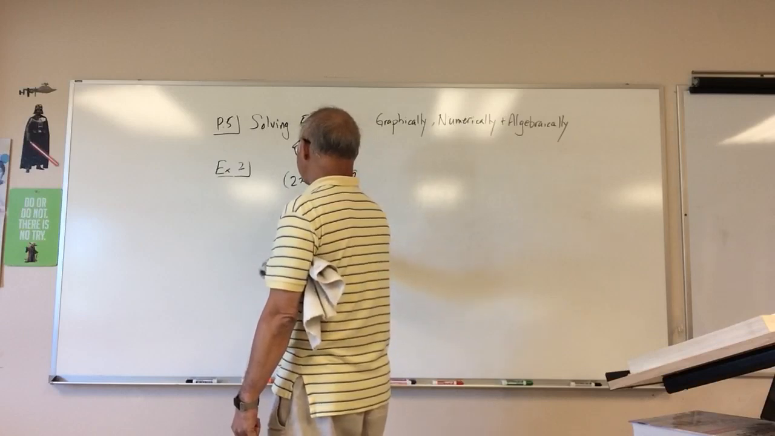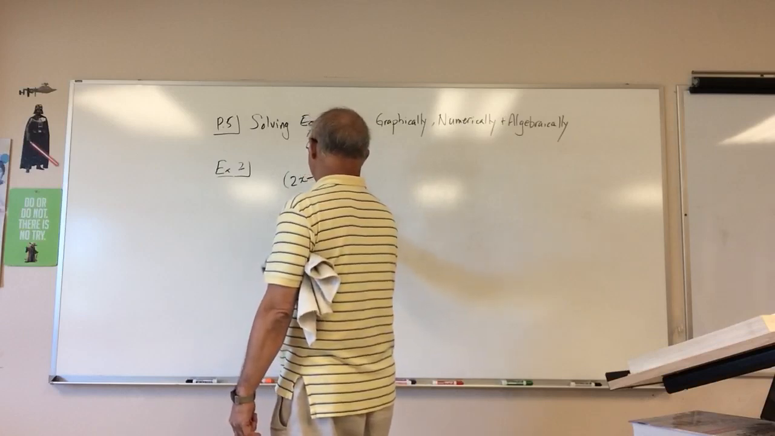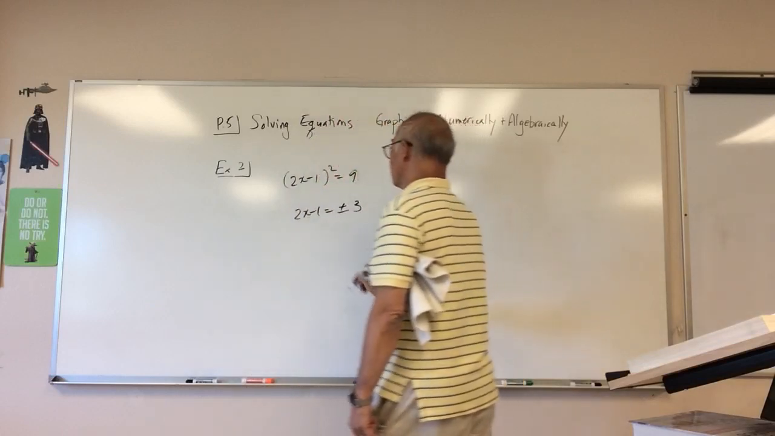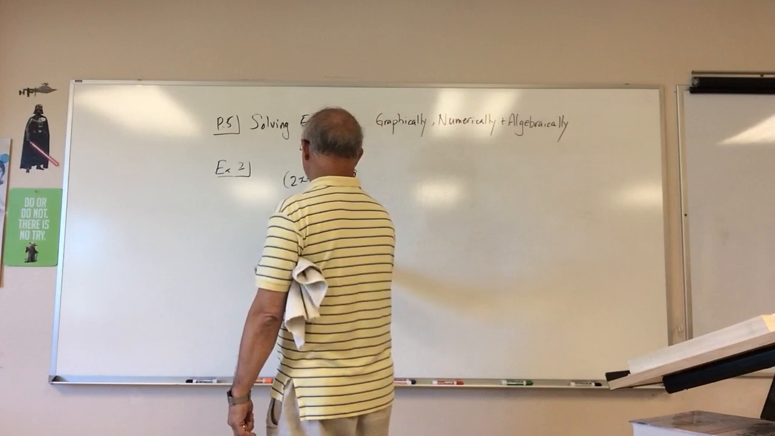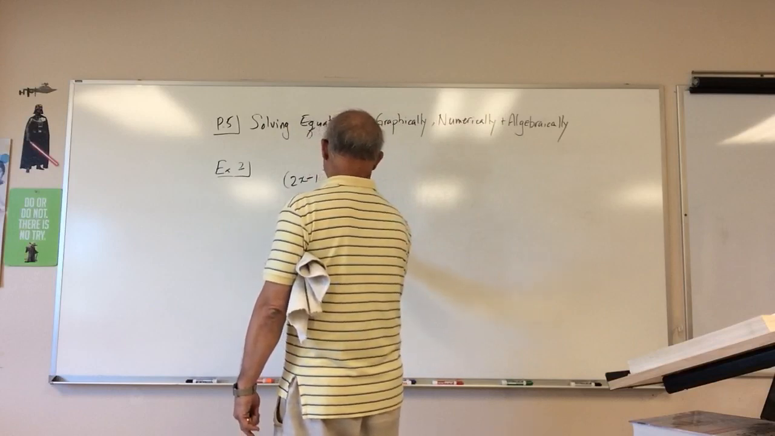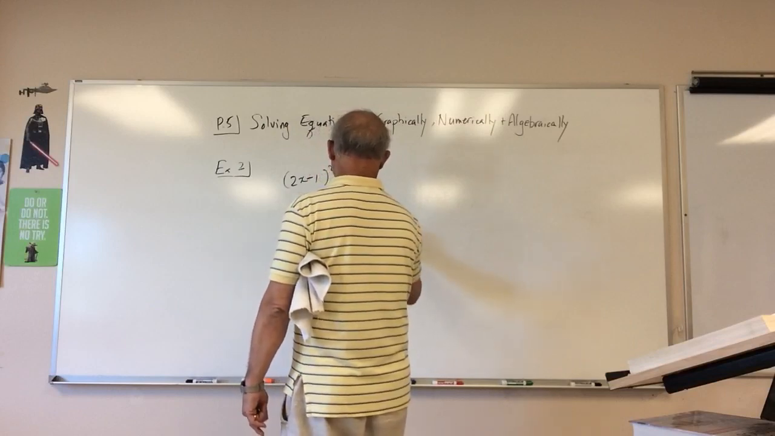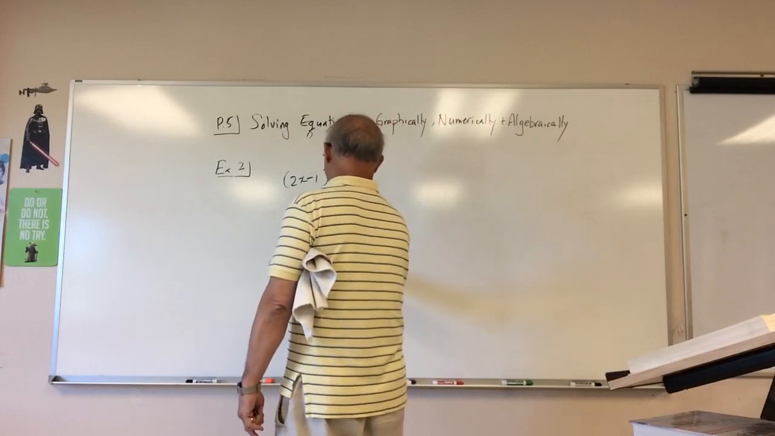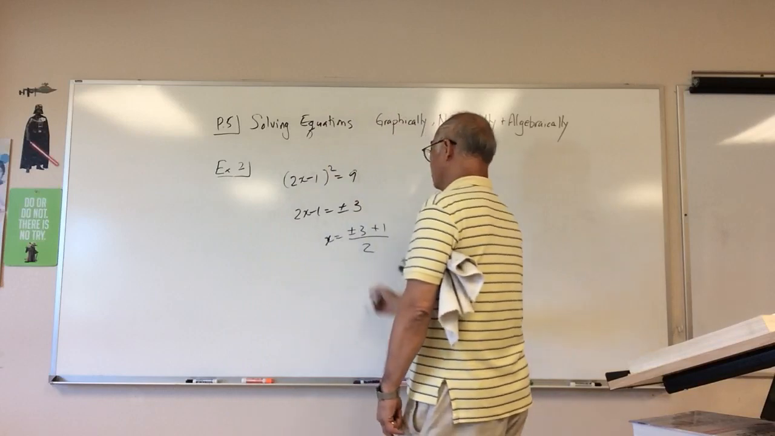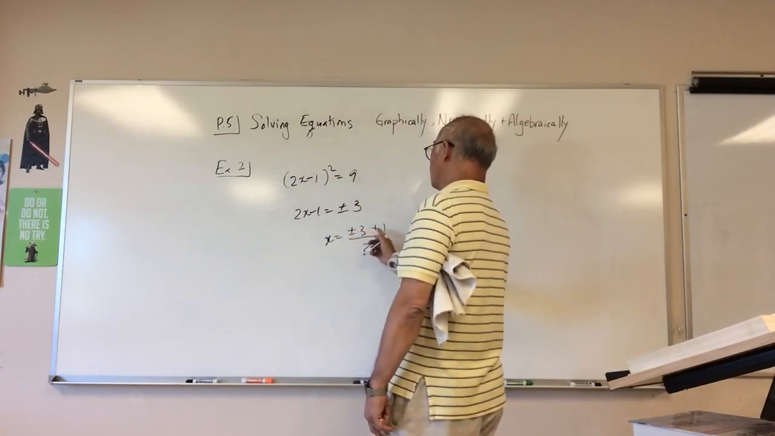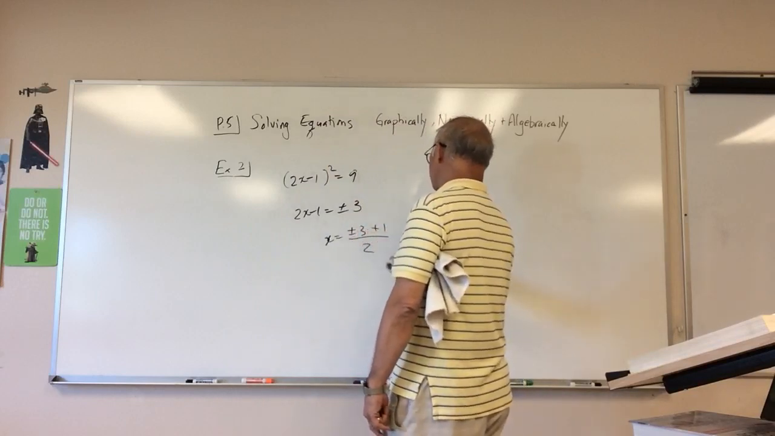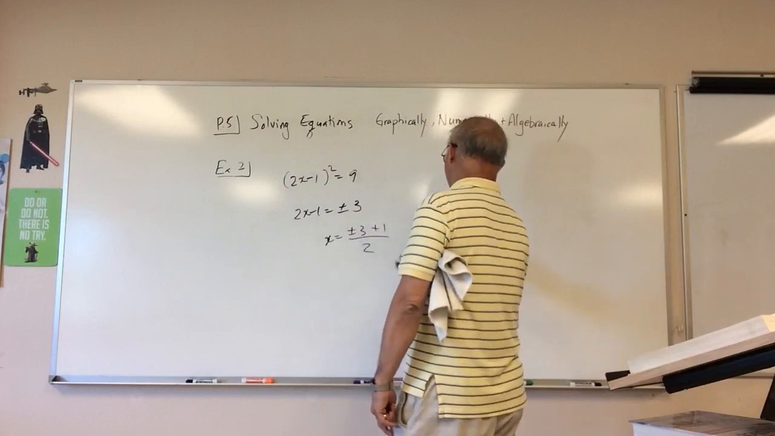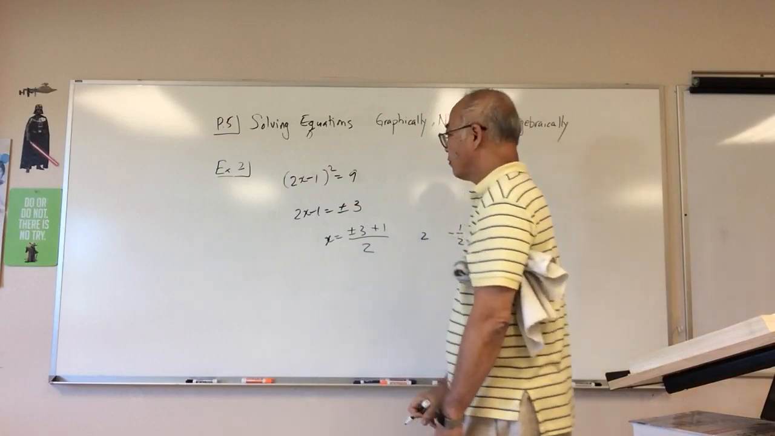If I work it with 9, what do I get? If I take the square root of both sides, I get 2x minus 1 is equal to plus or minus 3, because the square root of 9 is plus or minus 3. I move the 1 over, I get 2x is equal to plus or minus 3 plus 1. If I divide both sides by 2, I get x is equal to that. When it's plus, 3 plus 1 is 4, divided by 2 is 2. When it's negative, negative 3 plus 1 divided by 2 is negative 1/2.